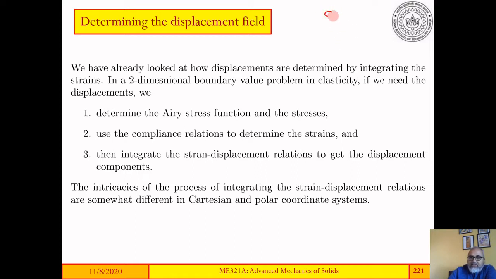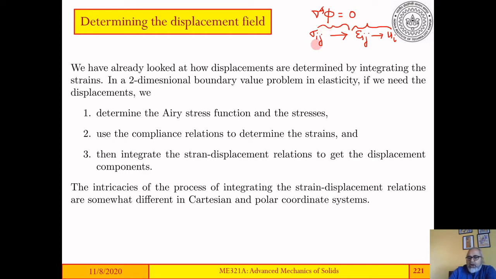So we have already seen we determine phi, which satisfies this for the case without body forces. With body forces, it's slightly different. So this we find, then we find the stresses, and then we'll use the constitutive equations to find the strains, and then we'll integrate the strains to find the displacements. So this is the path that we are going to take. We are now going to concentrate on this part and this part as well.